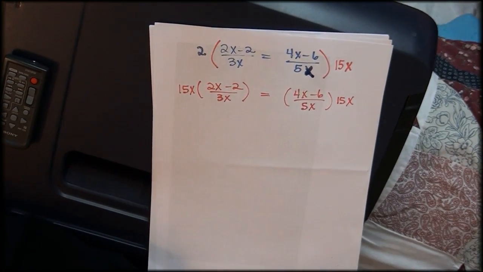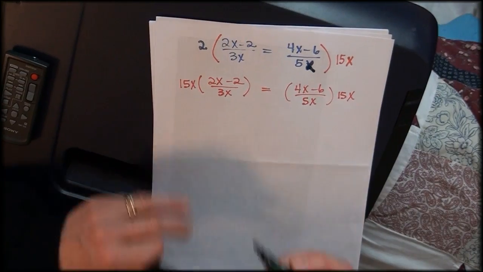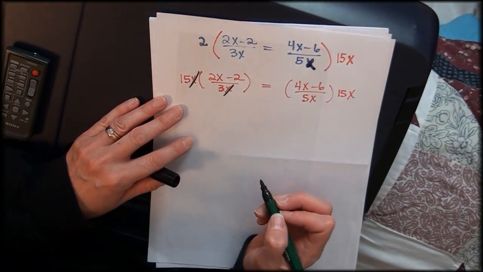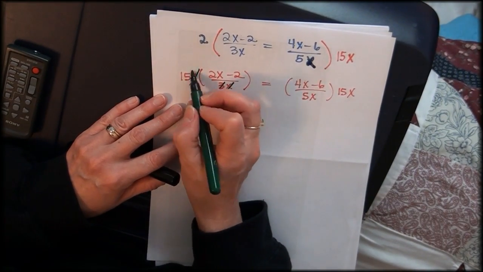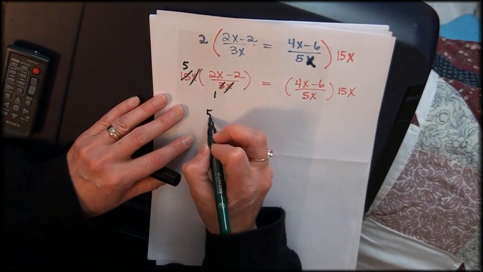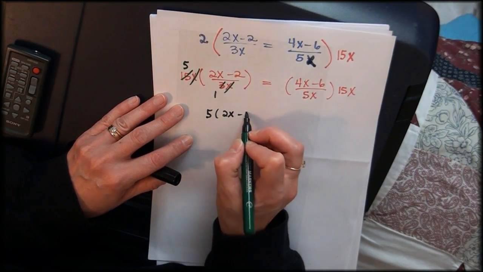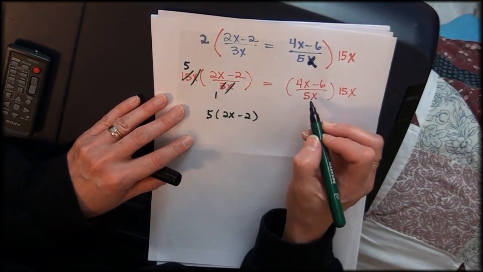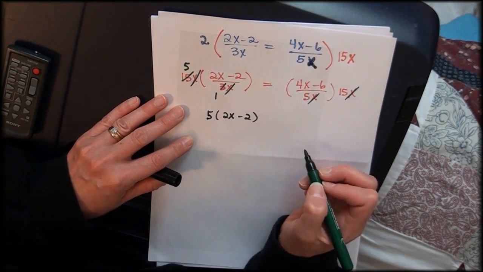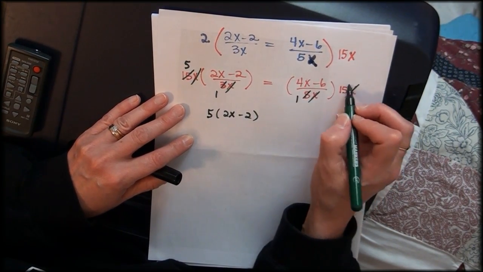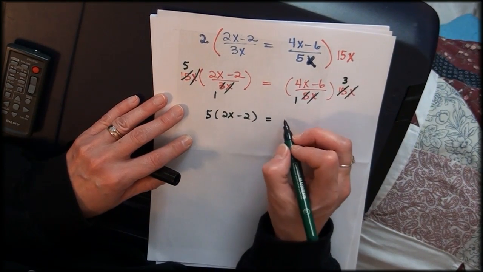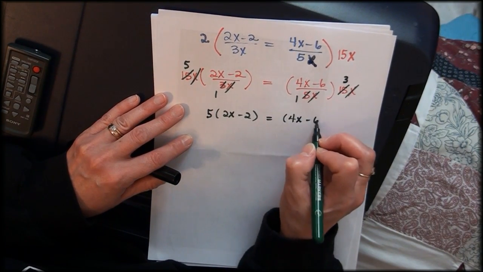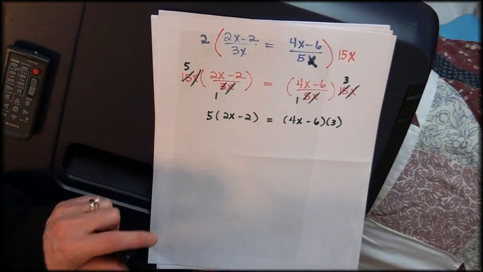Now on the left side, when I multiply those two together, the x's completely cancel each other out, and 3 goes into 3 once, and into 15 5 times. So I end up with 5 times 2x minus 2. And on this side, once again, the x's completely cancel out. 5 goes into 5 once and into 15 3 times, so I'm left with 4x minus 6 times 3.